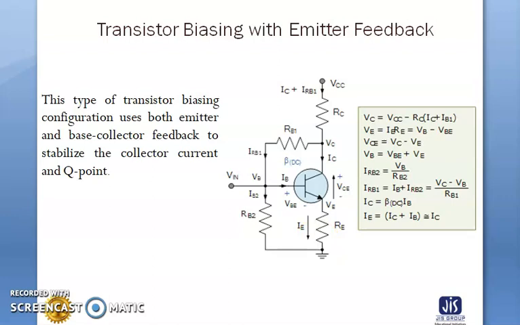The downside of this emitter feedback configuration is that it reduces the output gain due to the base resistor connection. The collector voltage here determines the current gain through the feedback resistor RB1, which produces what is called the degenerative feedback.